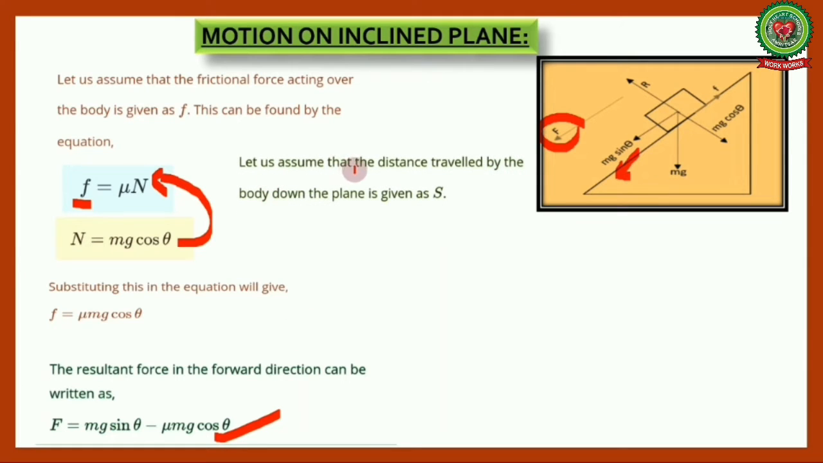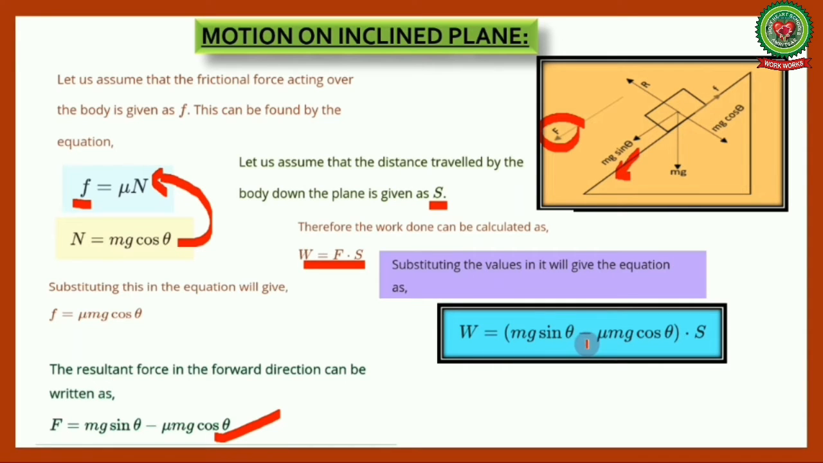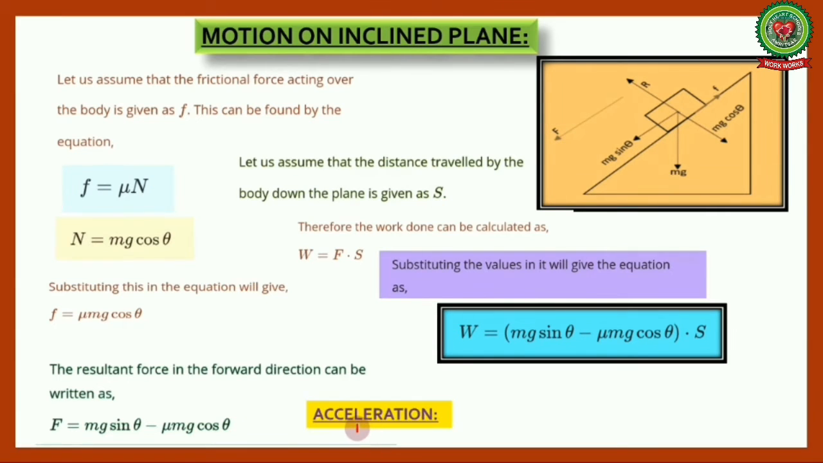Let us assume that the distance travelled by the body down the plane is s. Therefore, work done can be calculated as W = Fs. Put the value of F in W = Fs. We will get W = (mg sin θ − μmg cos θ) × s, which is the work done against friction.